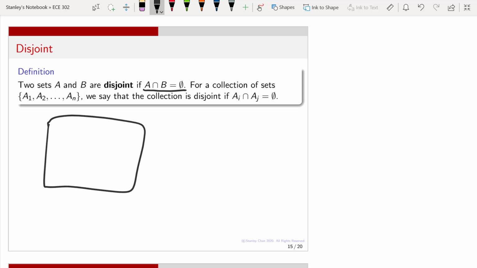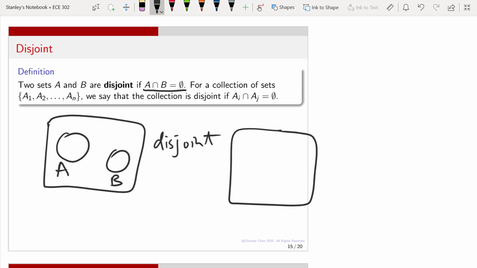So here's a diagram. When you have a set A here, and a set B here, when you take the intersection, they don't overlap, then you say that A and B are disjoint. A collection can also be in this way: A1, A2, and A3. You take any pair, A1 and A2, they don't intersect. A2 and A3, they don't intersect. And A1 and A3, they don't intersect. Then you say that this collection of sets A1, A2, and A3 are disjoint.